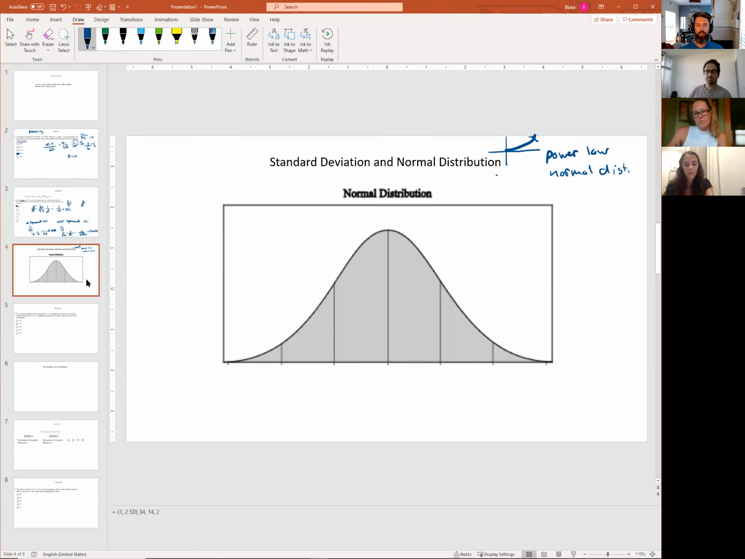But other things have the normal distribution, and those are things where most things are clumped in the middle. So if we go by height, most people are around average height. A lot of people are average height.